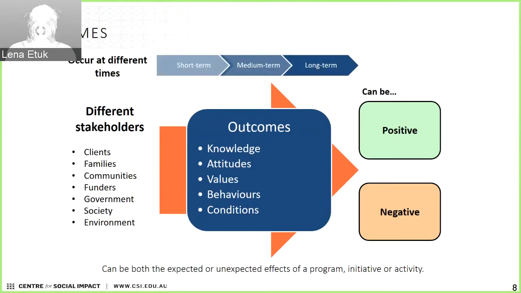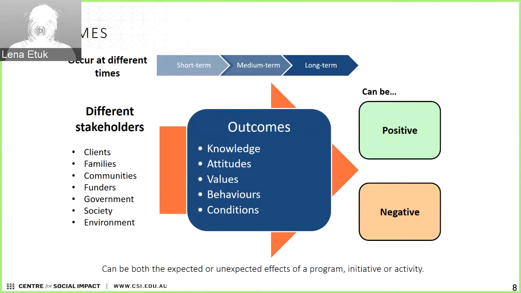And they also can occur at different times. So we often talk about short-term outcomes, medium-term outcomes, and long-term outcomes. Though it seems tempting to put a time scale on what is short-term, what is medium-term, and long-term, it's really not possible for us at this point to articulate what a short-term outcome might be in terms of a time frame, because it really depends on the nature of the intervention.